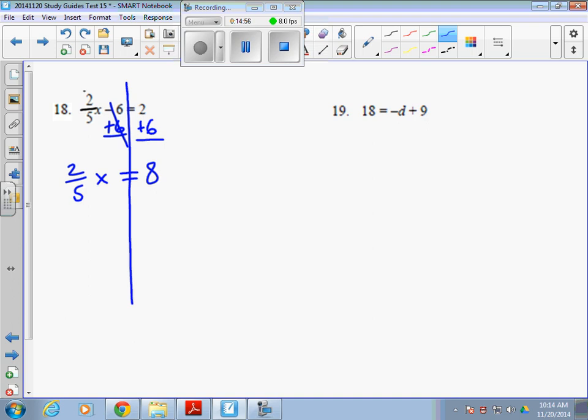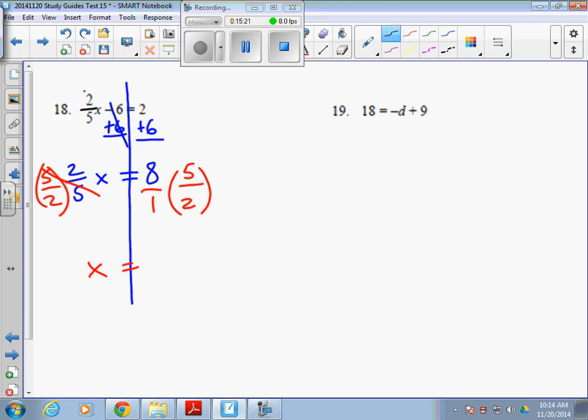You undo 2/5 times something by dividing by 2/5. Remember, dividing by a fraction is the same thing as multiplying by its reciprocal. So save yourself a step and multiply by that fancy word reciprocal, which means to just flip it. You multiply that side by 5/2. Do likewise to the other side. Everything's over 1. This cancels out and leaves you with x.